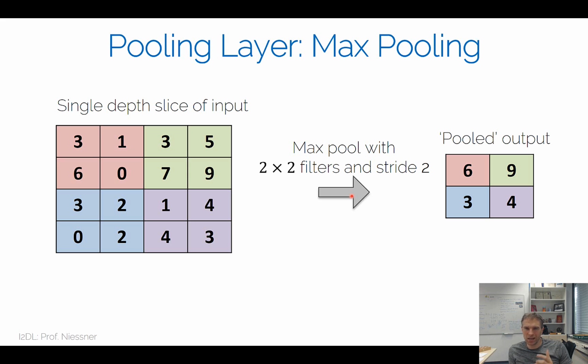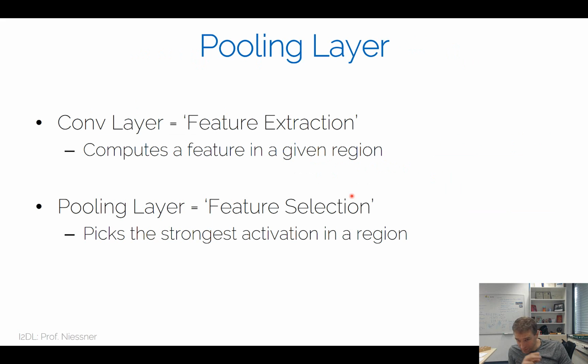But you can also interpret it as a higher level meaning. And a higher level meaning here would be, well, the conv layer is kind of like a feature extractor, right? It computes a feature in a certain region. Like, for instance, you have an edge detector, you get a high value when it's an edge. And the pooling layer is kind of a feature selector. So it picks the strongest activation in a region. Well, okay, in fairness, a max pooling layer is a feature selector, right? It picks the strongest feature in a certain region. And these two things go very well together. So in many architectures, you see combinations of that. You see conv pool, conv pool, conv pool. That's a very common way of combining the two things.